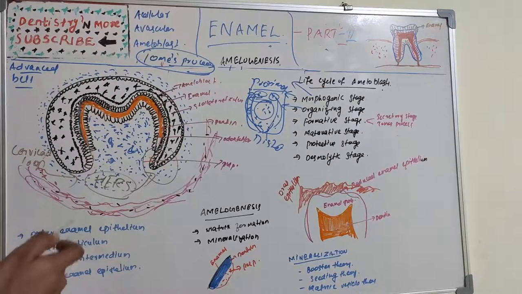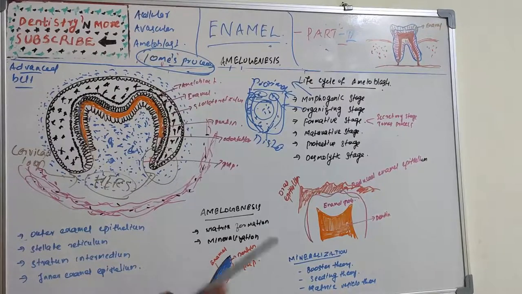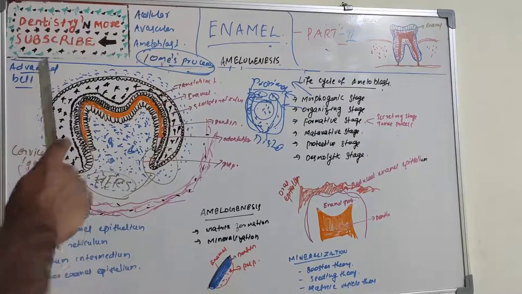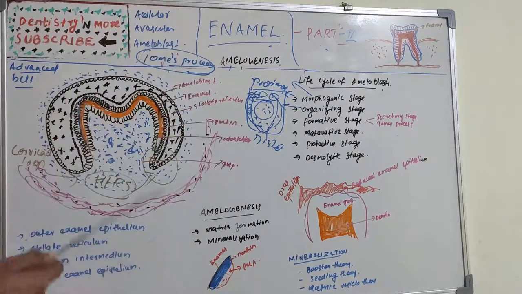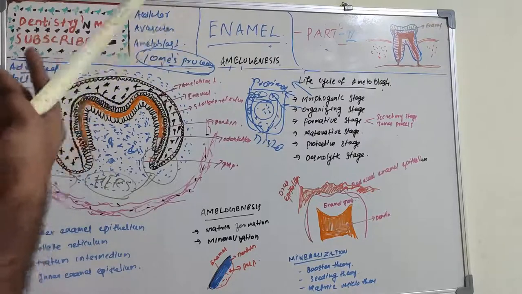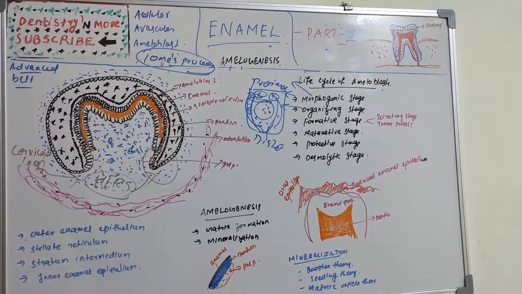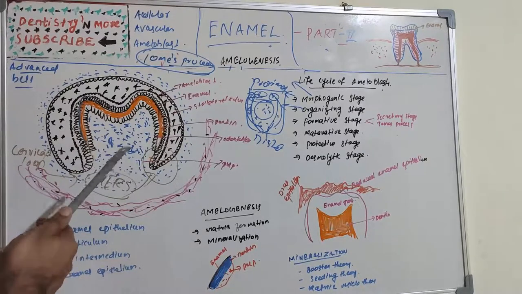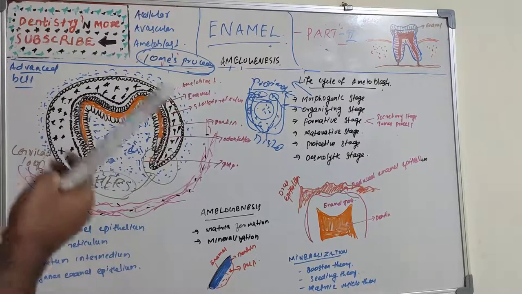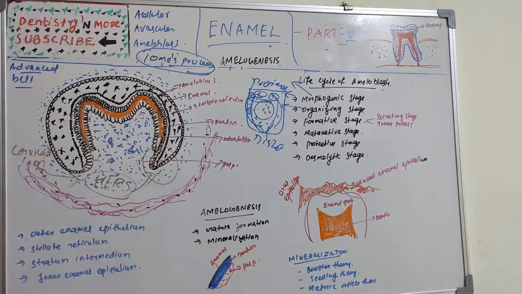So that is how this enamel forms. Now after that, mineralization happens and maturation of the enamel matrix. So ameloblasts, which cover the enamel or mature enamel, are involved in a cyclic process, that is, organic material is removed and enamel matrix will be introduced. Okay, so there will be a ruffle border associated with inorganic material and a smooth border which is associated with removal of protein and water. So mineralization has basically three theories: booster theory, seeding theory and matrix vesicle theory.